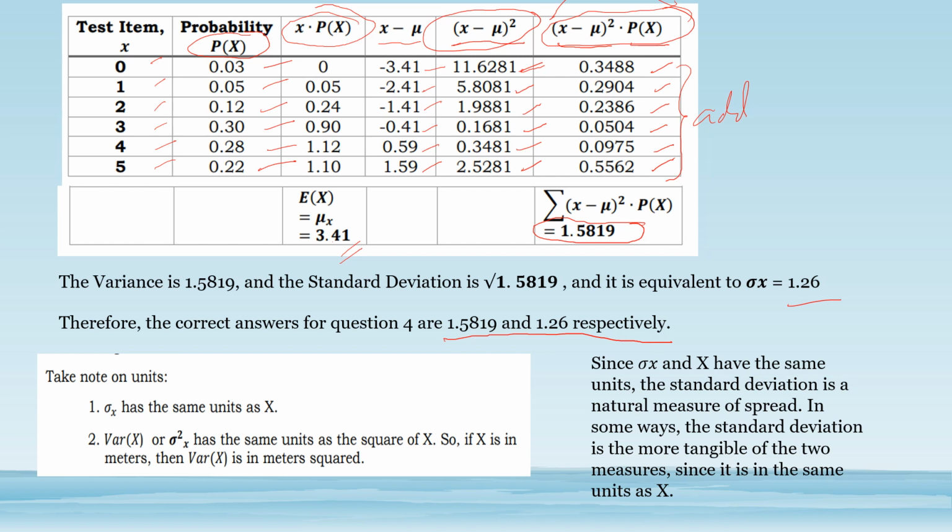Since standard deviation and x have the same units, the standard deviation is a natural measure of spread. In some ways, the standard deviation is the more tangible of the two measures, since it is in the same units as x.